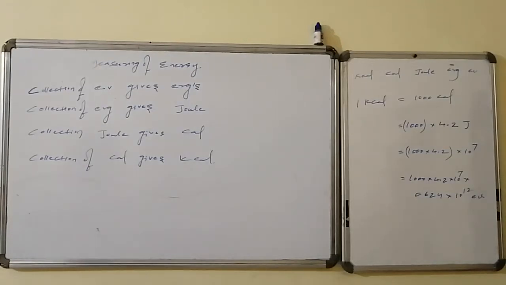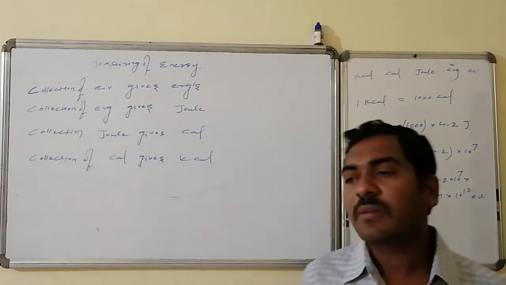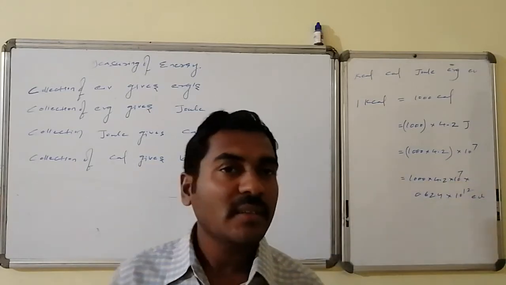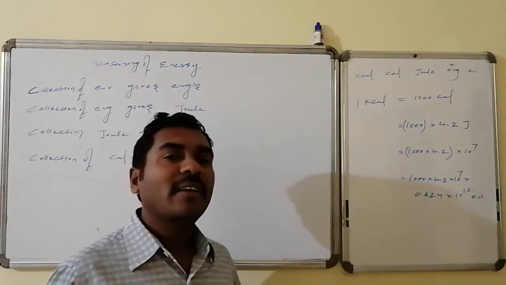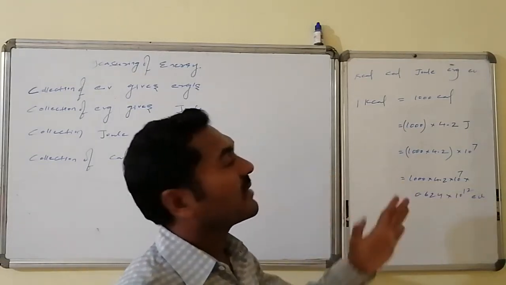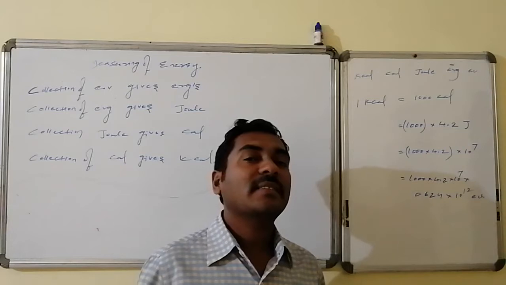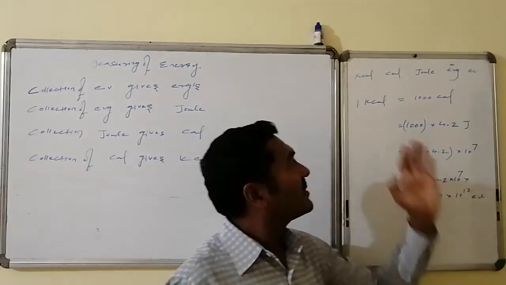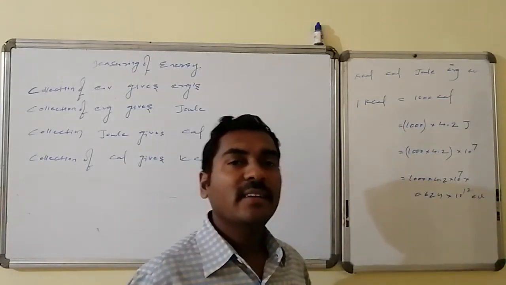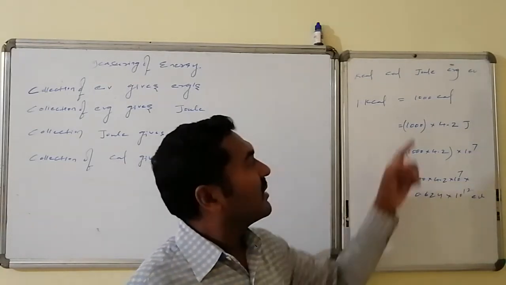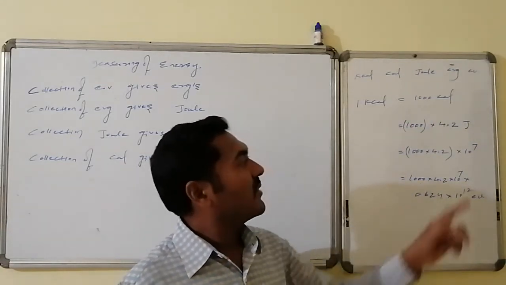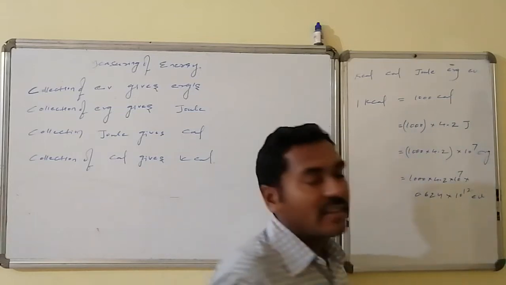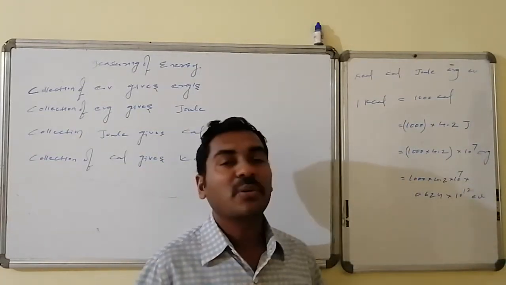Collection of some electron volts gives ergs, collection of ergs gives joules, collection of joules gives calories, and collection of some number of calories will provide you kilocalories. So kilocalorie is bigger, consisting of some number of calories, calories consist of some number of joules, joules consist of some number of ergs, and ergs consist of some number of electron volts. This is the smaller unit and this is the bigger unit. Suppose I take 1 kilocalorie, that consists of 1000 calories, whereas every calorie consists of 4.2 joules, every joule consists of 10 power 7 ergs, whereas every erg consists of 0.624 into 10 power 12 electron volts.